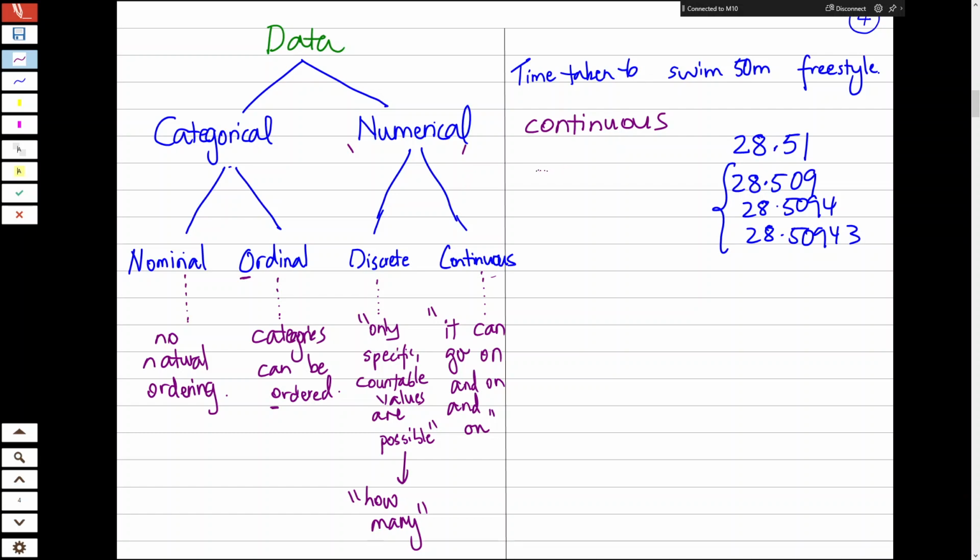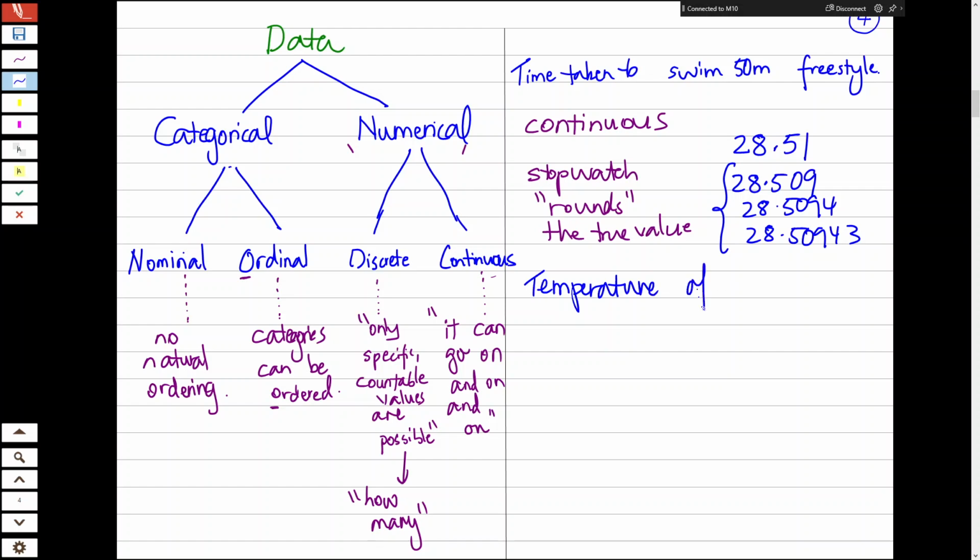So just note, the stopwatch rounds the true value. There's also error as well, measurement error, but I won't deal with that right now. Okay, let's do another one.